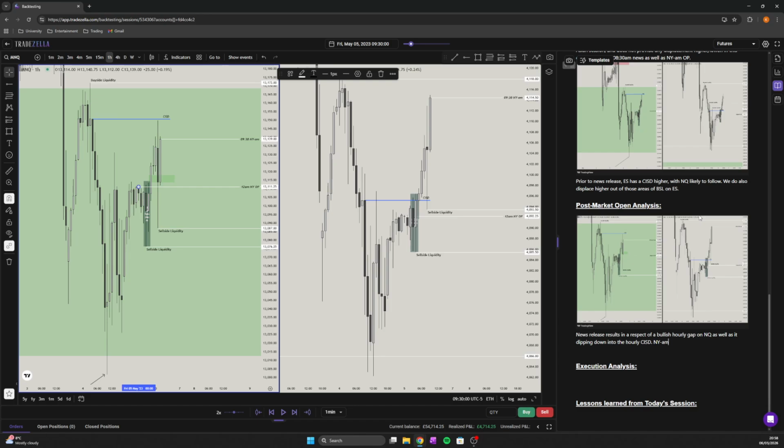New game is about to open, and I am interested in seeing if it will manipulate lower, taking out data lows or possibly London lows before rallying higher. To me, this looks like a clear bullish day. It could also be a continuation with no need of taking out data lows or London lows.